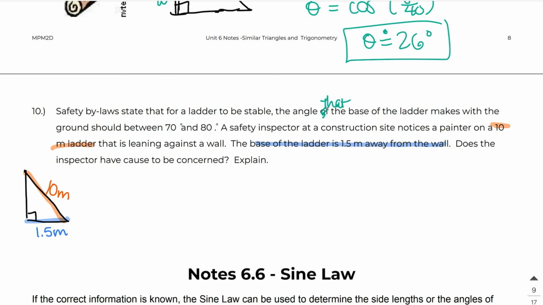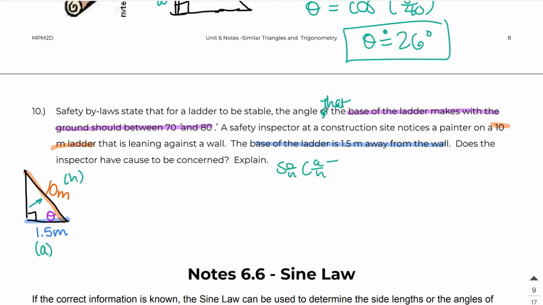Okay. And it says right here that the angle that the base of the ladder makes with the ground should be between 70 and 80 degrees. So they're talking right here about this angle right here. So this is angle theta. So I'm going to look and see how is 1.5 related to the angle. It's the adjacent, and the 10 is always the hypotenuse.